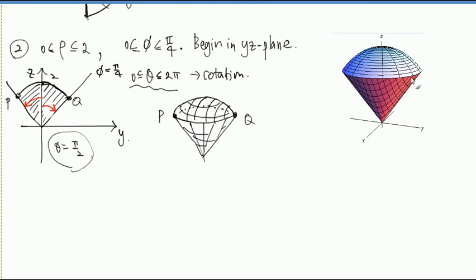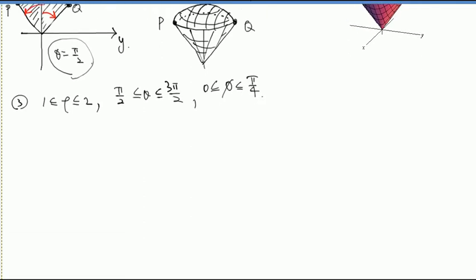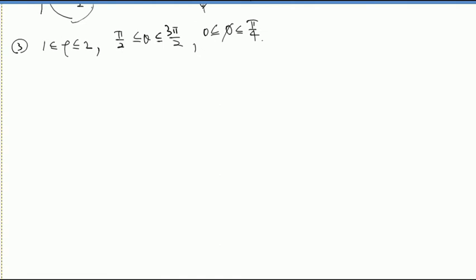The final challenge is that all three of them are kicking in here. Let's see if we can do that. Number 3. Rho is in between 1 and 2. Theta is in between pi over 2 to 3 pi over 2. How about that? I think I'll change that to pi over 2 to pi, 3 pi over 2, so that I can see. I think it is easier. And phi is from 0 to pi over 4. See if we can sketch this shape.